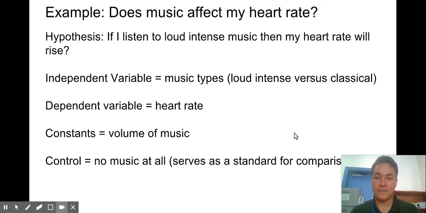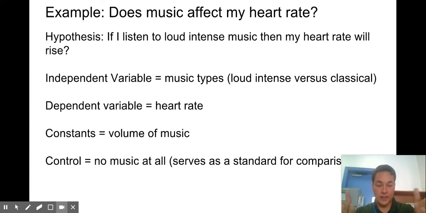So let's go back to that first one. Does music affect my heart rate? Now I asked you in the study guide, which one gives you the lowest heart rate? But we'll just use here, does music affect my heart rate? So my hypothesis, if I listen to loud, intense music, then my heart rate will rise. That should be a period right there. So the independent variable would be the types of music.